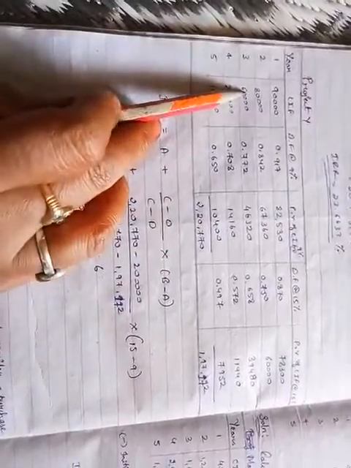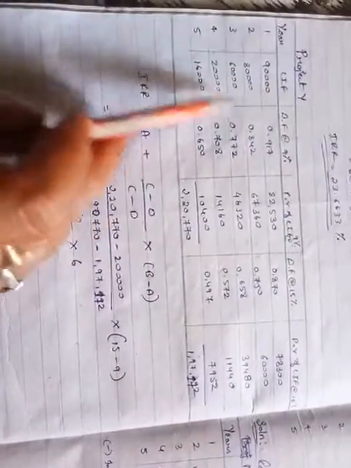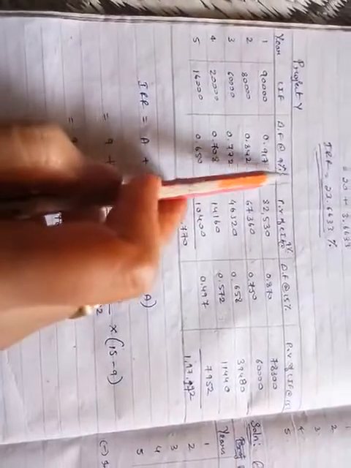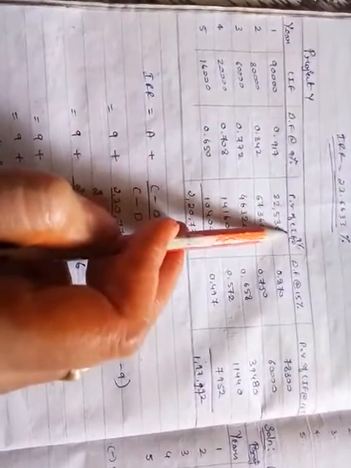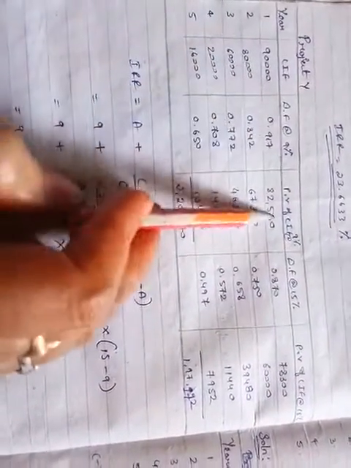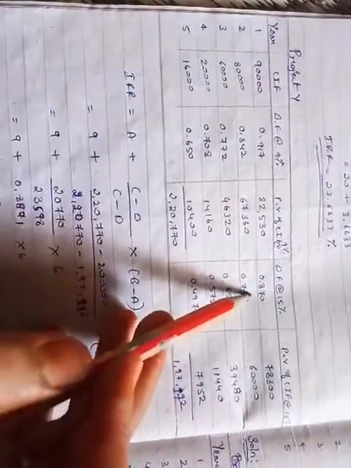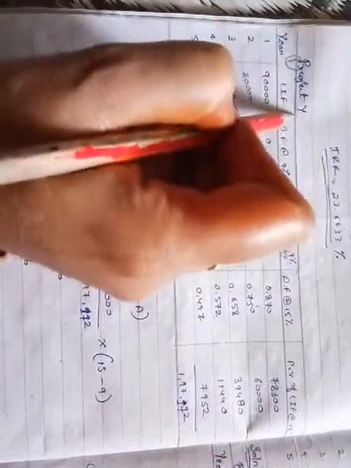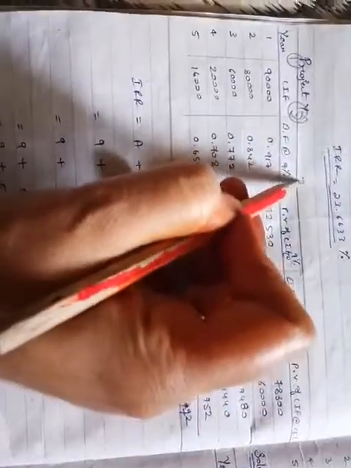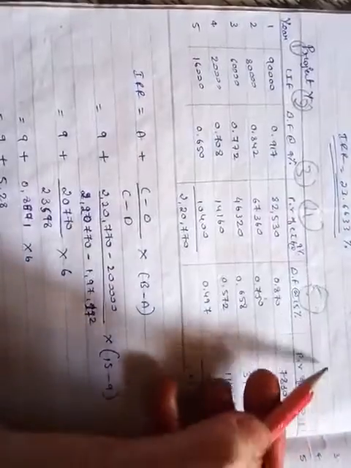In the same way, I have calculated the IRR for project Y. Years, cash inflows, discount factors at the lower trial rate, that is at 9%, and the present value of cash inflow at the lower trial rate, that is at 9%. If we multiply the second column with the third column, we get this fourth column, and the discount factor at the higher trial rate I have taken here. Again I have to multiply the second column with the fifth column to get the sixth column. Let me number the columns here: 3, 4, 5, 6.